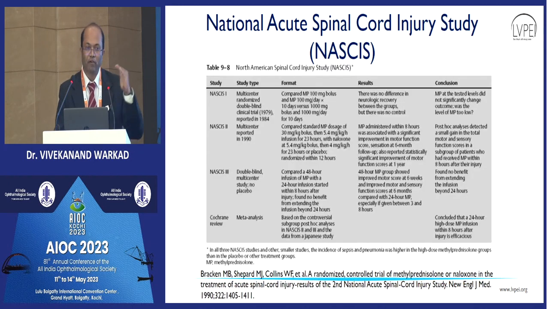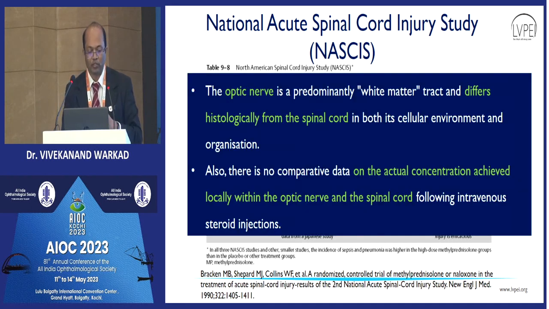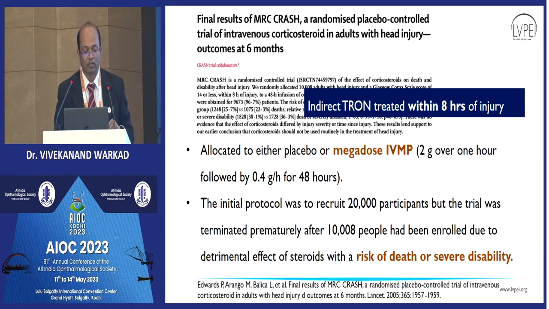This is the ASSIST trial. We do have different segments like study 1, 2, 3, and the ultimate take-home from this trial is that the optic nerve is predominantly a white matter tract and differs histologically from the spinal cord. So this is out of the picture as far as ophthalmic practice is concerned. Later on we have the CRASH trial, again indirect TRON patients treated within 8 hours of injury. In this trial a mega dose of IVMP was used, and at a certain time point they had to terminate the trial because of risk of death and severe disability.